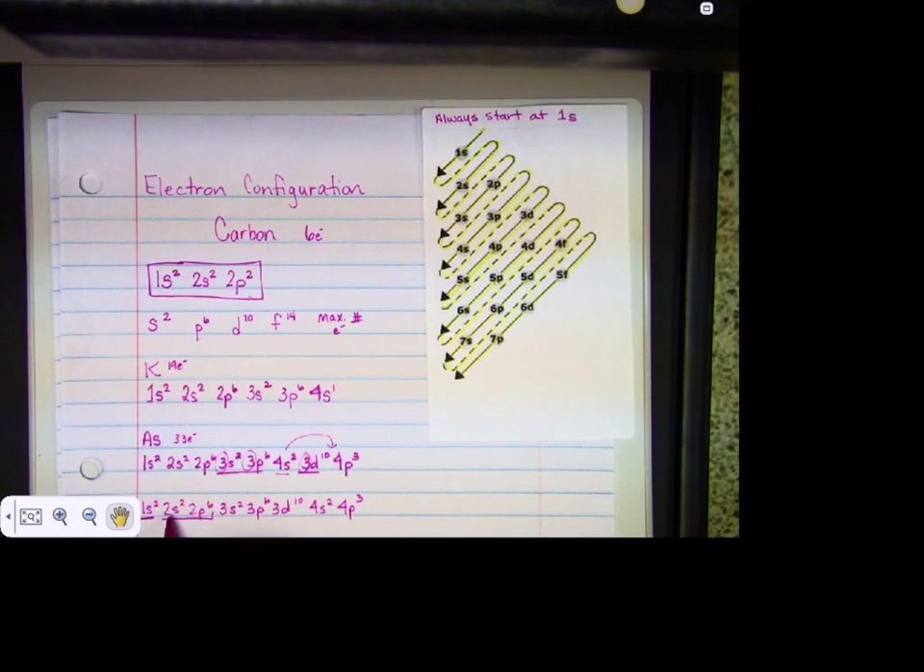Here is the first energy level. Here are the electrons in the second. Here are the electrons that are in the third energy level. Here are the electrons in the 4th energy level. This is the highest principal energy level number, 4. So these are your valence electrons. 2 plus 3 for a total of 5 valence electrons for arsenic.